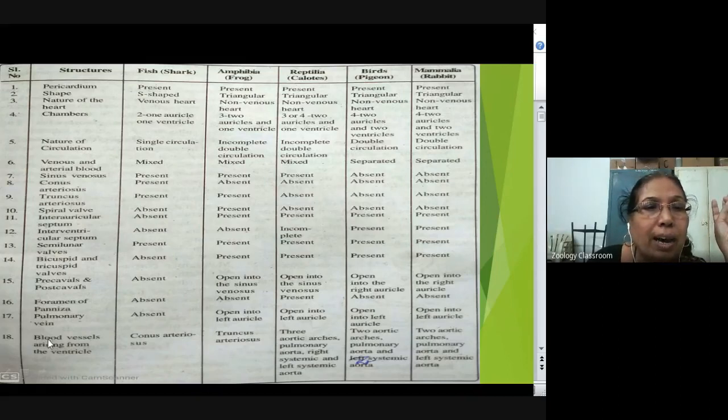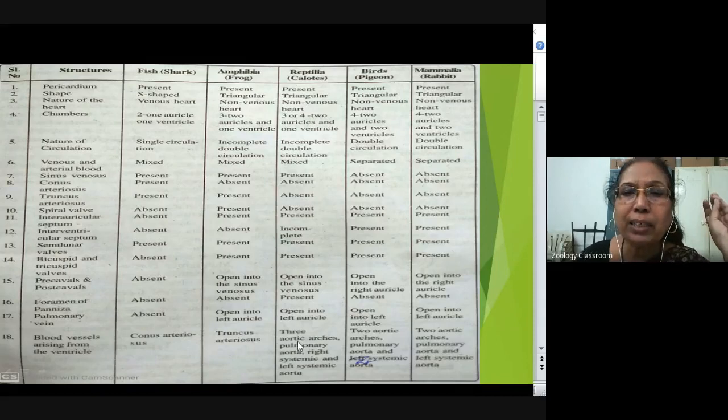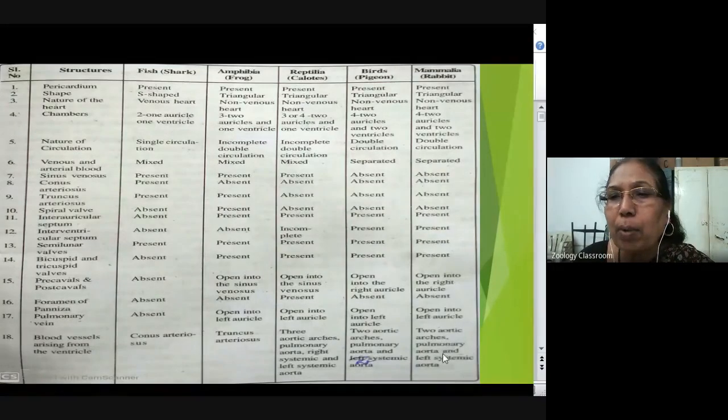Then blood vessels arising from the ventricles. These are the conus arteriosus, where the blood vessels originate. Then truncus arteriosus. In the reptile, there are three aortic arches: pulmonary aorta, right systemic and left systemic. In bird, there is only one systemic and one pulmonary aorta. And in mammal also, there is only one pulmonary aorta and a left systemic aorta.